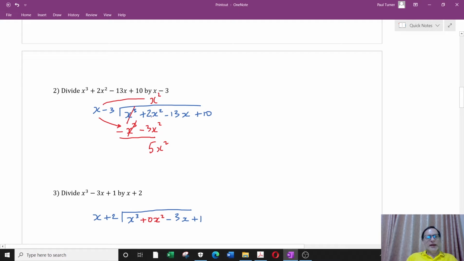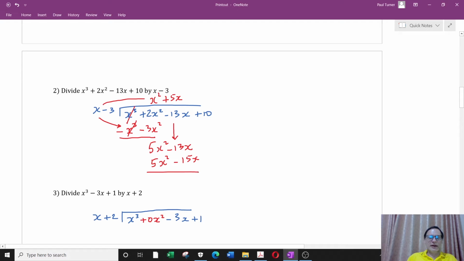Okay? And now we bring down the next term, which is minus 13x. So now we've got a 5x squared, and we want to create a 5x squared here. So what times x is 5x squared? That must be 5x. So 5x times x is 5x squared. 5x times minus 3, minus 15x.